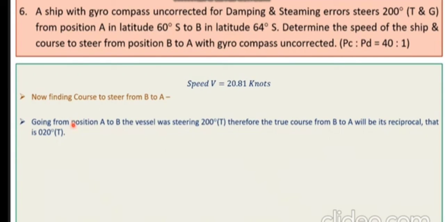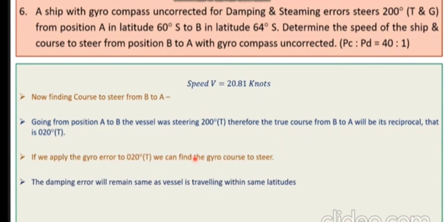Now, if we apply the total gyro error to 020 degrees true, we can find the gyro course to steer in this case. Now, the damping error is going to remain the same as the vessel is traveling within the same latitudes. So whether you are moving on 200 or you are moving on 020, there is no change in the damping error. The damping error is only dependent upon latitude, and the latitudes are the same. So damping error is going to remain the same. The CLSE will change and has to be calculated. So now we are moving on to the next slide. We will be using this speed 20.81 to find out the CLSE.